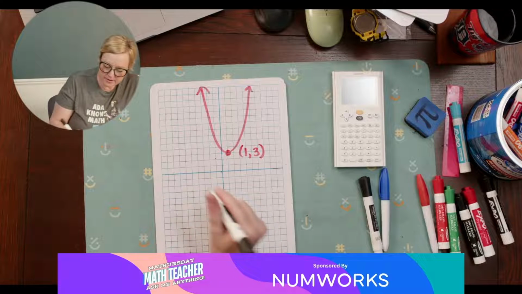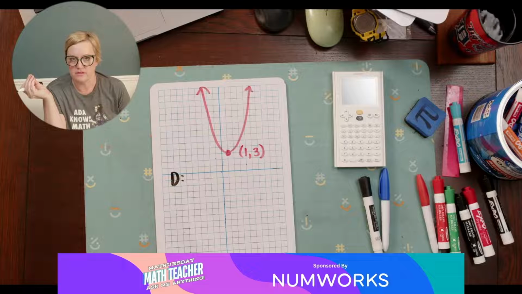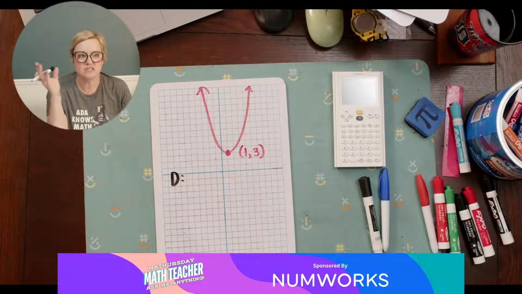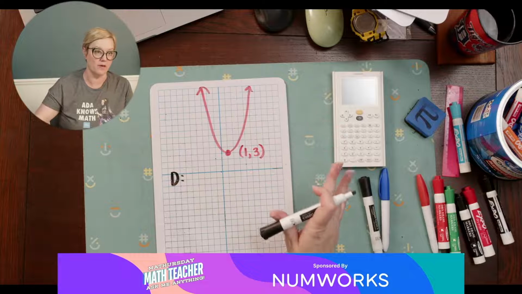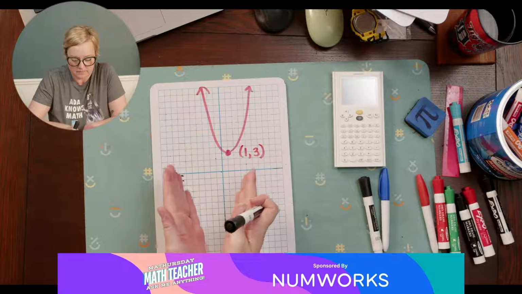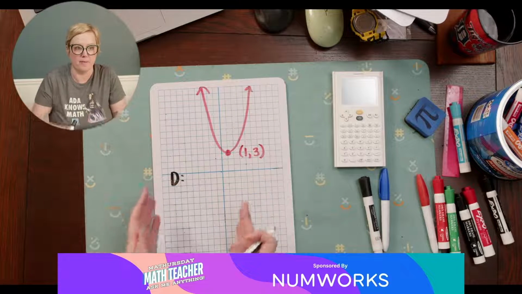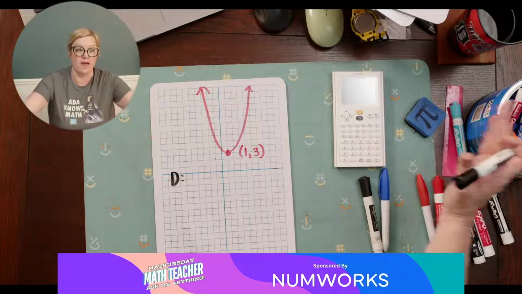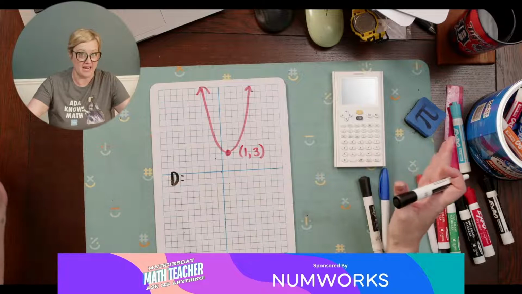Okay, so domain is all the x values. That's what it is: all the x values that this is going to be passing through. Now with this parabola, if it keeps going up, up, up, it's also going out, out, out, out, right? So it's going up and out for infinity, right?